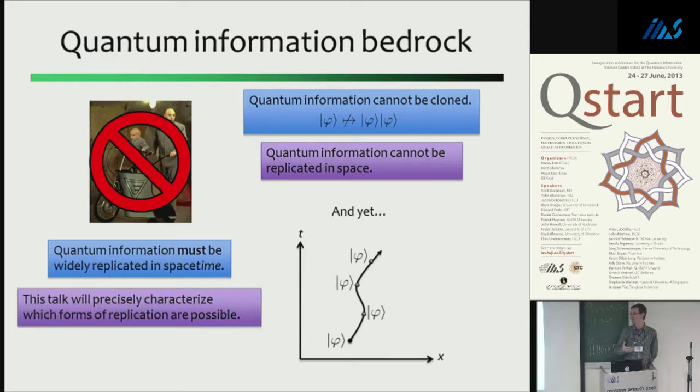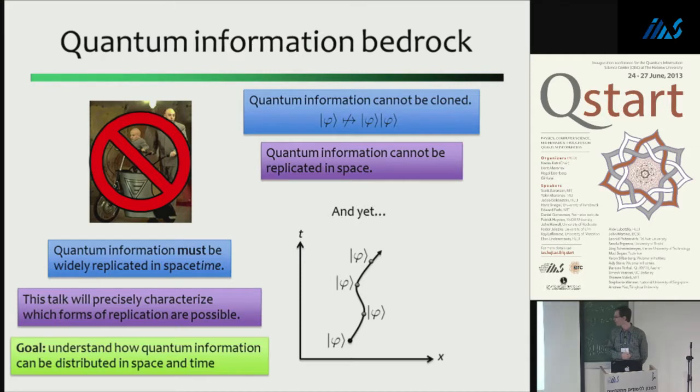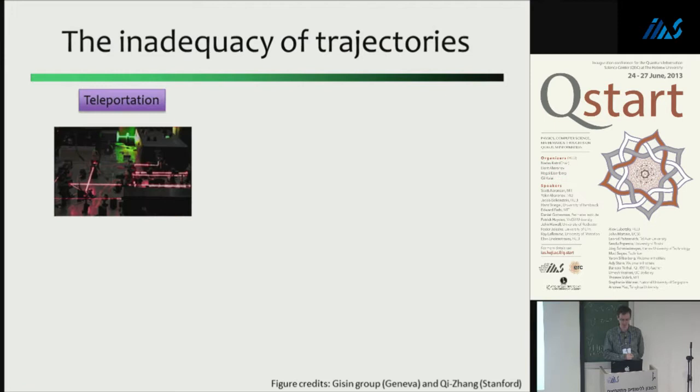So the point of this talk is to try to understand in what ways quantum information can be replicated in space and time. If the answer were only this simple picture, that quantum information follows trajectories, then this wouldn't be a very interesting talk. So I'll give you the spoiler: we will find that there are very interesting ways to replicate quantum information in space and time. And just to see that this notion of trajectory is inadequate for dealing with the task, we can look at some familiar effects in quantum information.